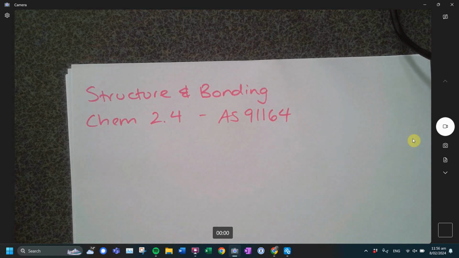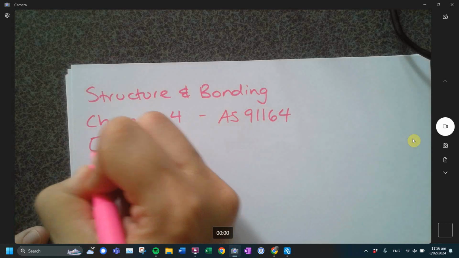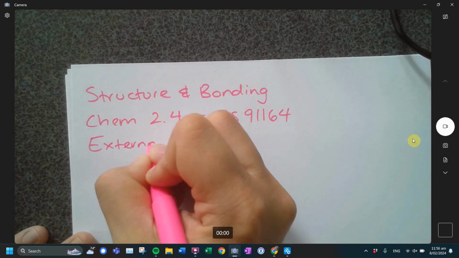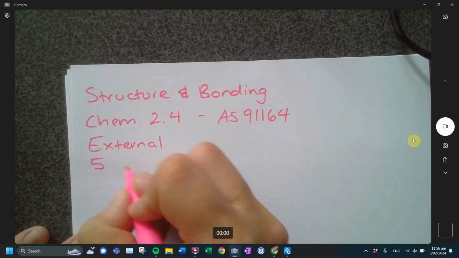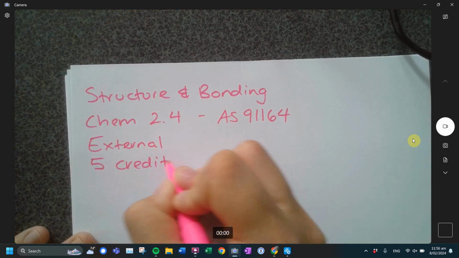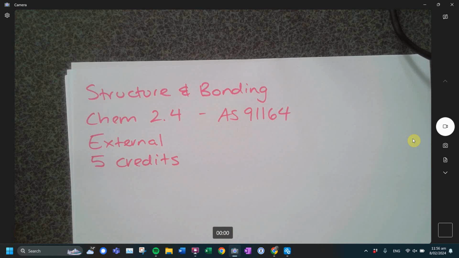So if you're looking for any resources tied to it, that's what you want to look up on Google or on NZQA. This one is an external. So that means you take it at the end of your exams, and it is worth 5 credits. So nice, meaty standard there. This standard is a bit of a Frankenstein standard because they've mixed and matched a lot of different chemistry topics together. We still do it though because it gives you a lot of good foundational chemistry information, and it's also the reason why I want to start with it.